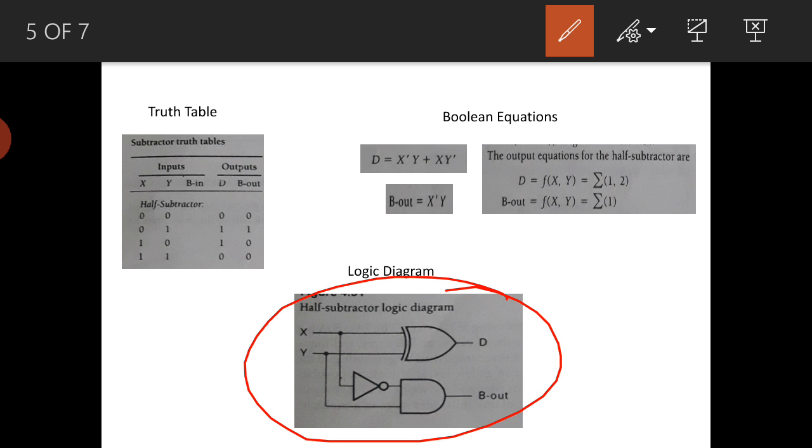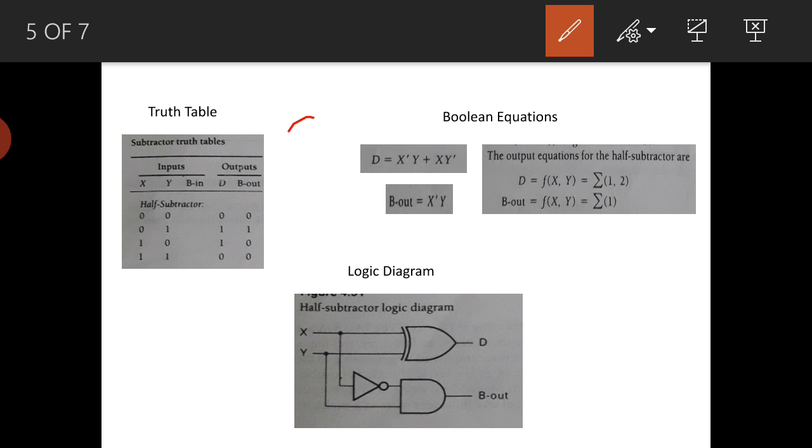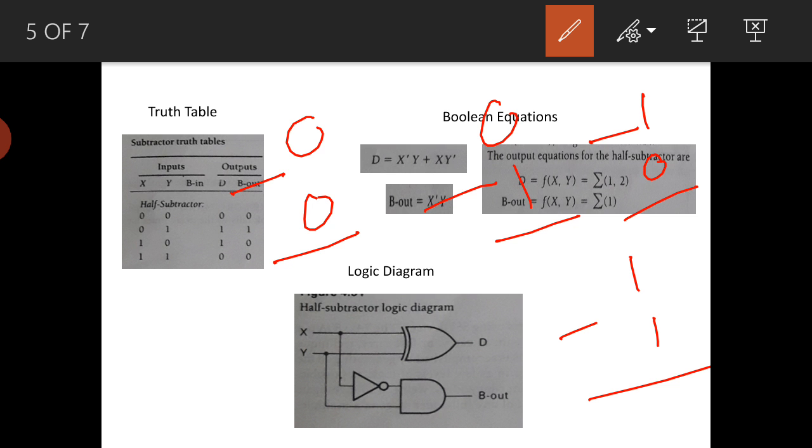So this is the Boolean equation, this is the truth table, and these are the min terms with respect to the half subtractor. Basically we need to understand here: this is 0 minus 0, 0 minus 1, 1 minus 0, and 1 minus 1.